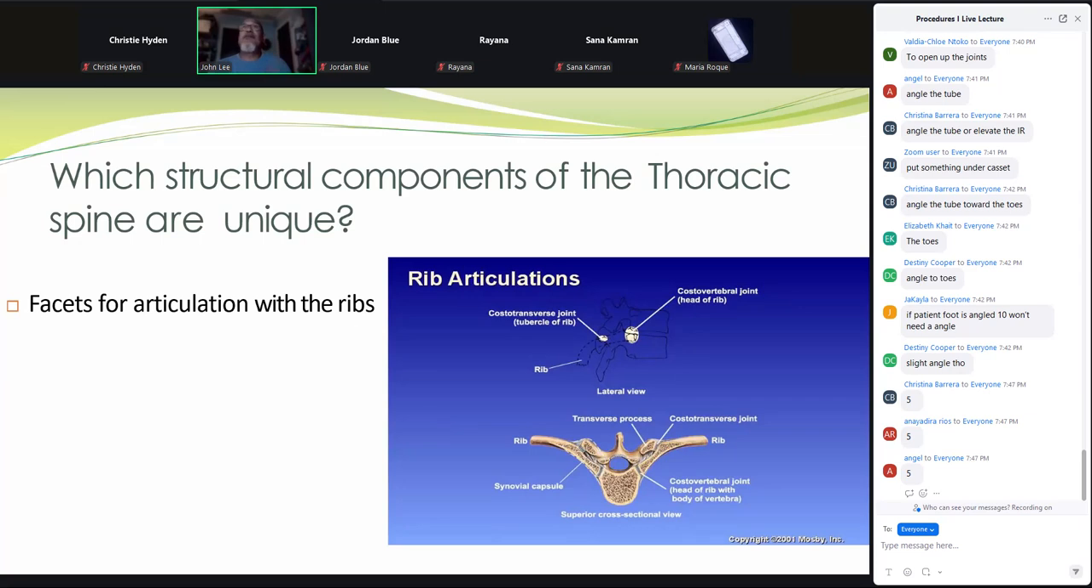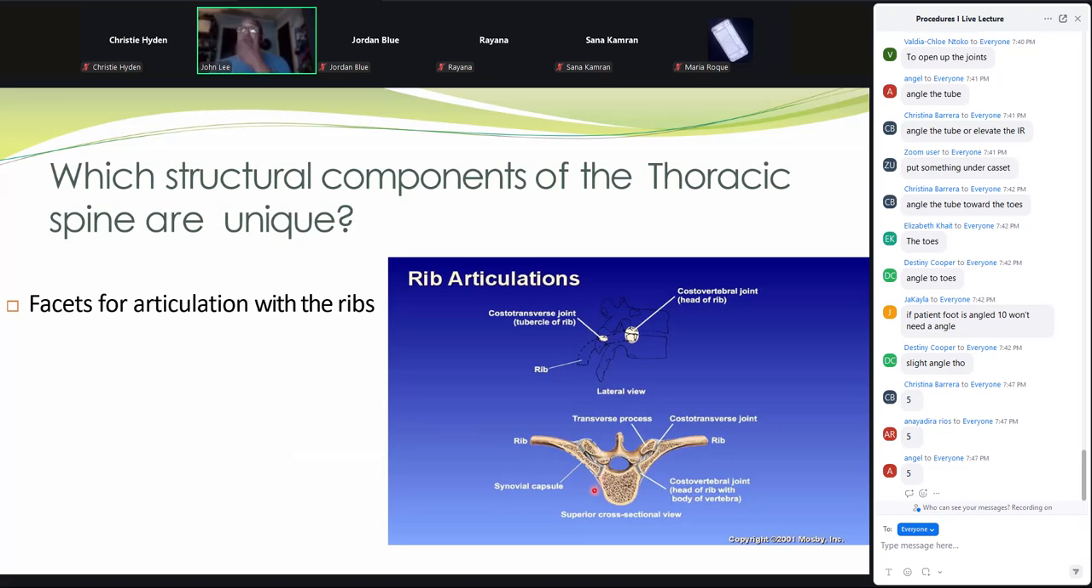Structural components of the thoracic spine are unique. Its big claim to fame of uniqueness is its articulation points for the ribs.